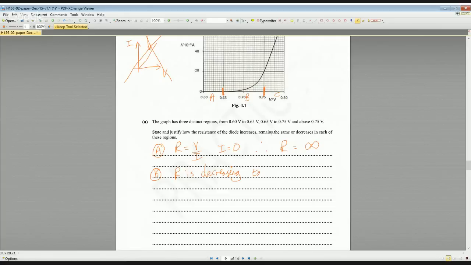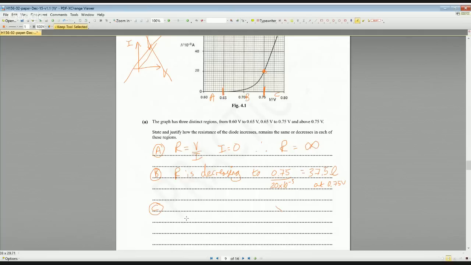So resistance is decreasing, and to get the marks here, we should probably calculate what it's decreasing to. So again, we're not doing anything with the gradient. We're taking points from the graph, 0.75 volts here, which is 0.75 divided by 20 times 10 to the minus 3, in amps. And that gives us a resistance of 37.5 ohms at 0.75 volts.